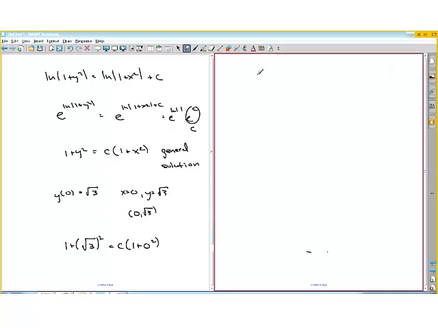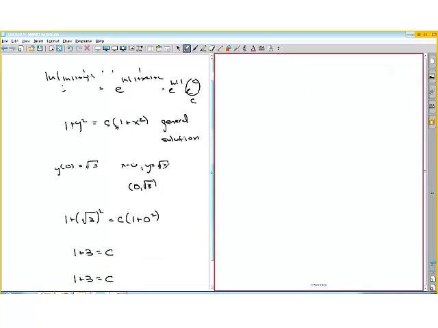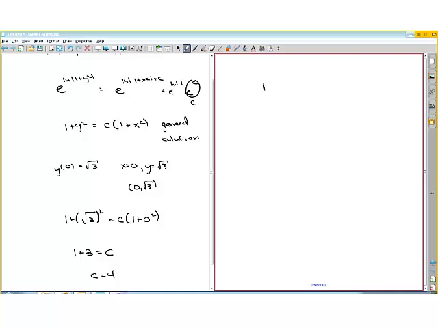And so our particular solution is going to be equal to this: 1 plus y squared equals 4 times the quantity 1 plus x squared. If we multiply the 4 out, we get that, and then we can subtract 1 from both sides, and we'll get y squared equals 3 plus 4x squared. And that is the final answer.